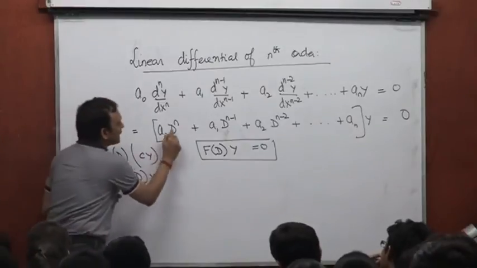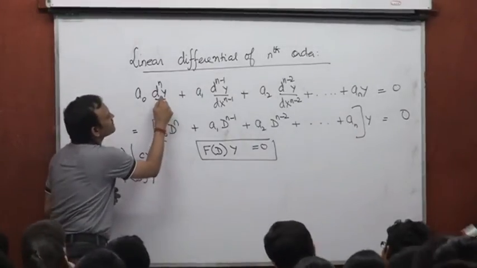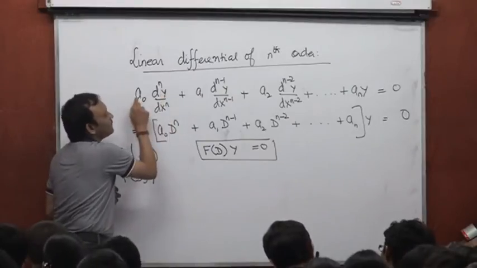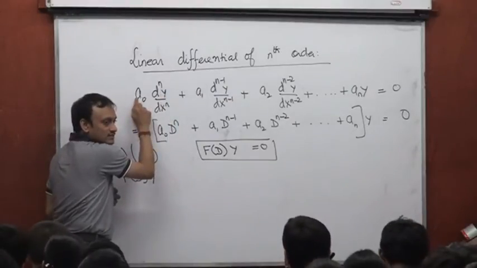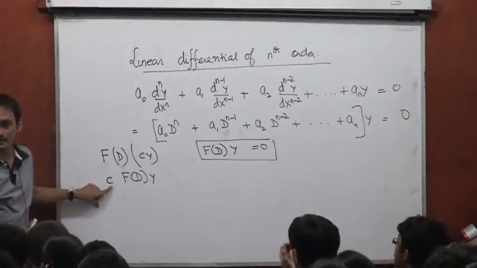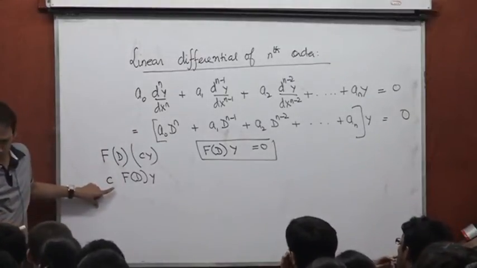Because the c can come out of each of these derivatives. Replace this y by cy, then the c will come along with this. So it comes out of the operator sign. A constant c can scoop out of the operator sign.